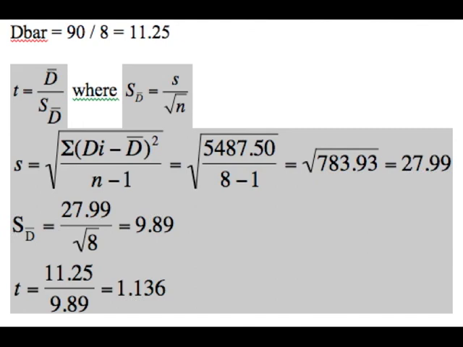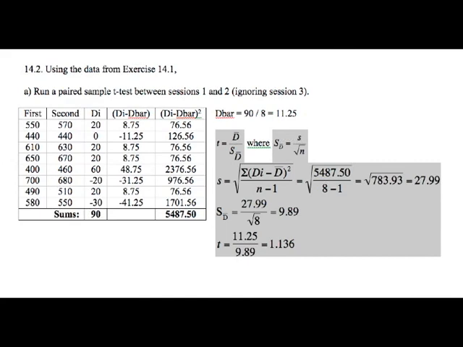We put that over the square root of n, which is 8, and we get a standard error of the differences of 9.89. Plug that into our t equation, divide our mean by our standard error, and we get a t score of 1.136, which is not significant.